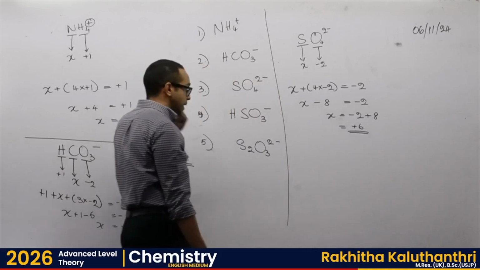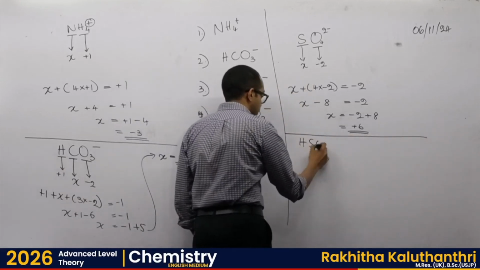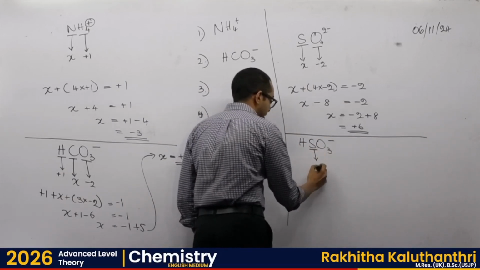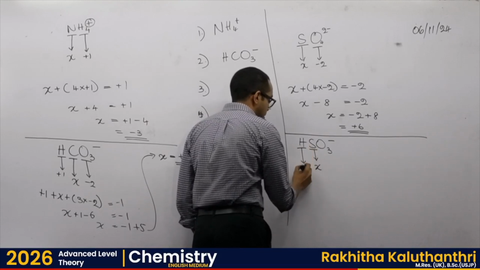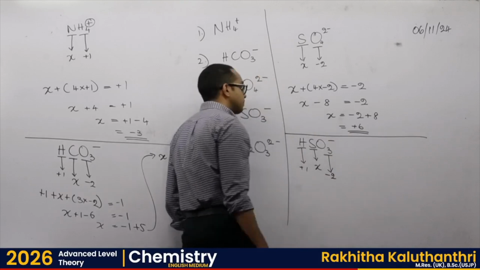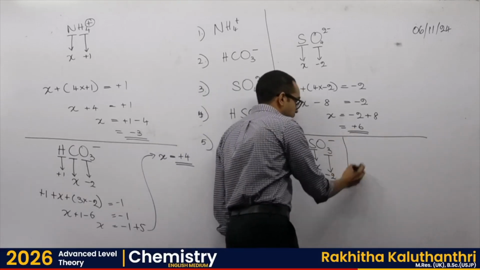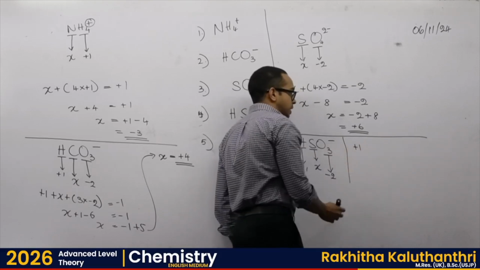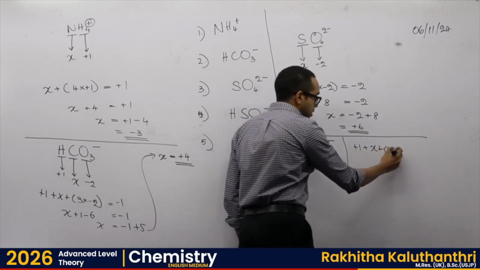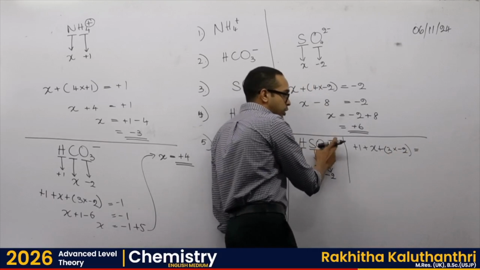So HSO3 minus also is similar. If I do it here, we have HSO3 minus, which one we don't know is X. Sulfur is the one that we don't know about, and then oxygen and hydrogen, we know the values. So if I do the calculation here, we have plus 1, which is hydrogen. Sulfur is X. There are 3 oxygens, and all of them should add together to give the overall charge, which is -1.